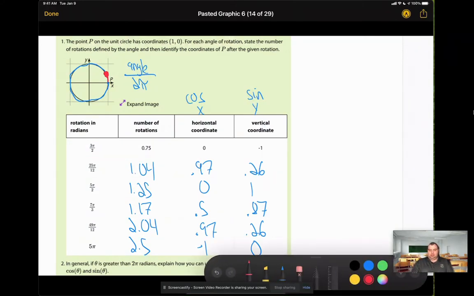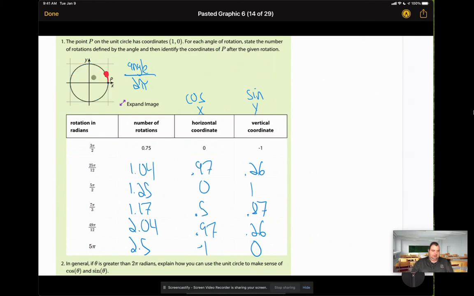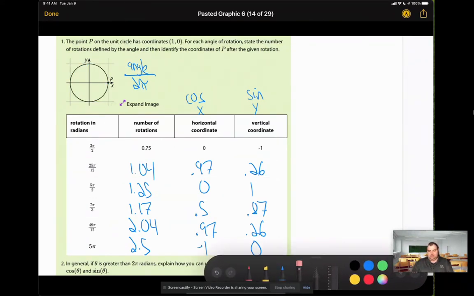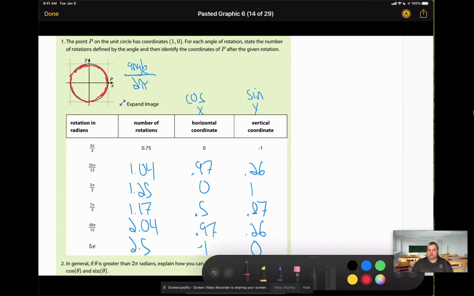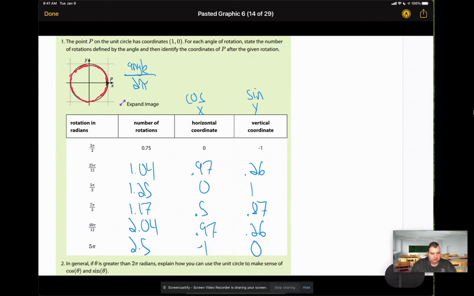Okay. To show you one more example, I'll do 5 pi over 2. That might be a little easier for some of you to visualize. So 5 pi over 2, we said, was 1.25 rotations. So that means I go around the circle one time, one full rotation, and then I go a quarter of a rotation after that. So there's your 1.25, and I end up here.